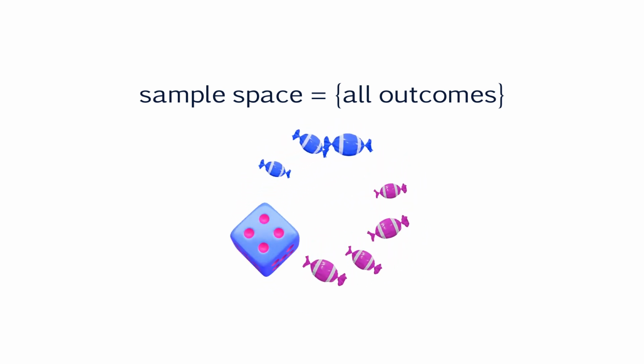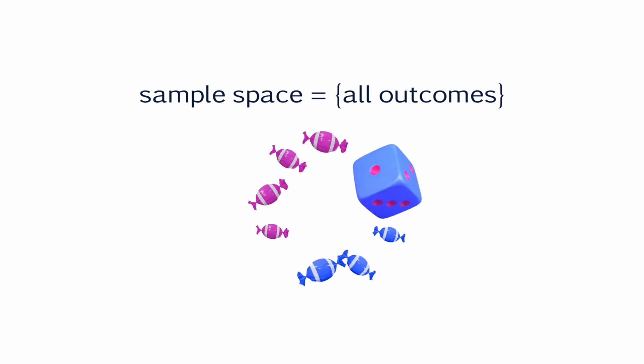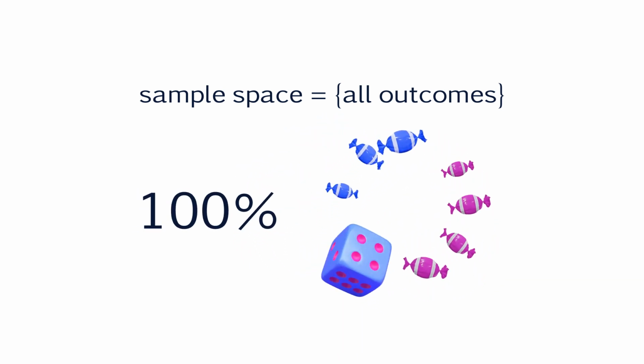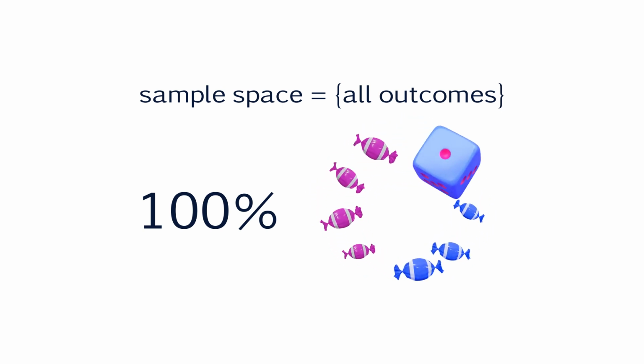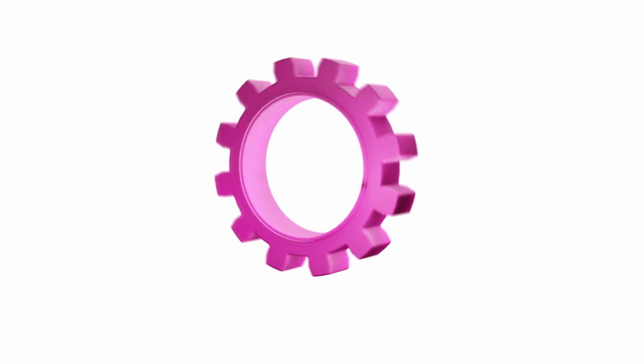Since it is a certainty that one of the outcomes will occur, there is a 100% chance of one of the outcomes happening. Let's consider some examples to better understand why this is true.